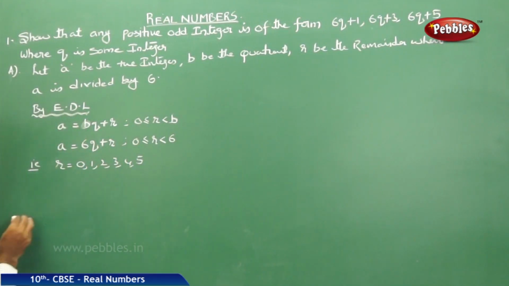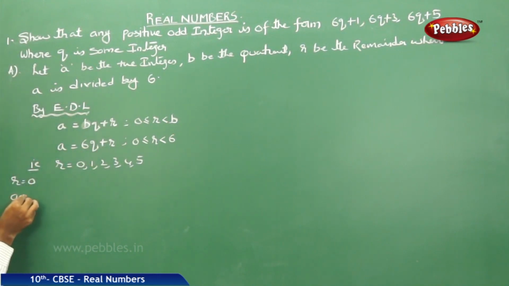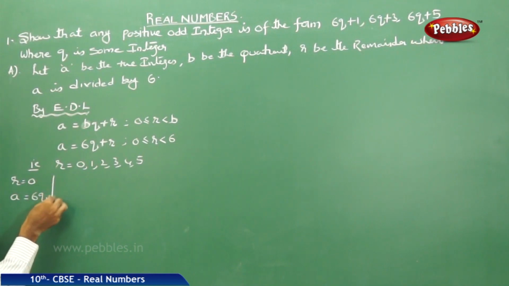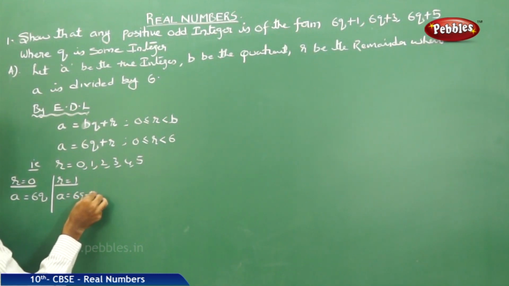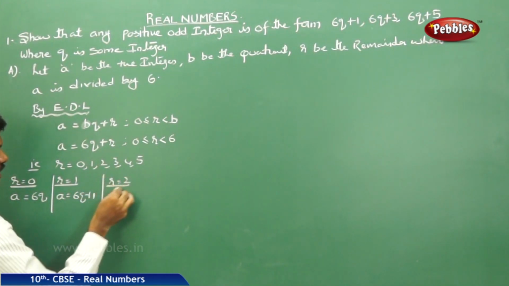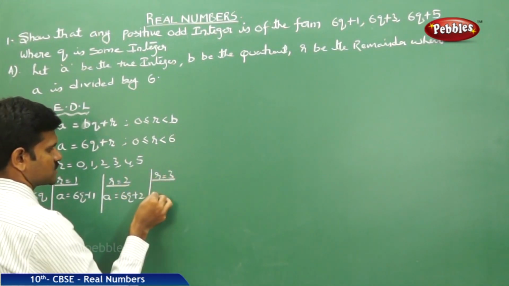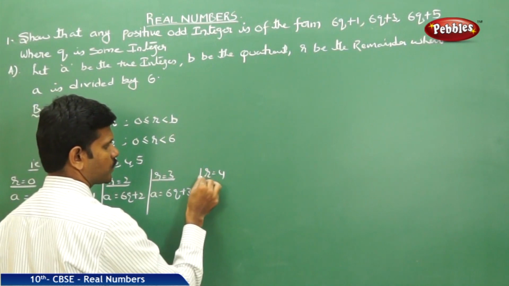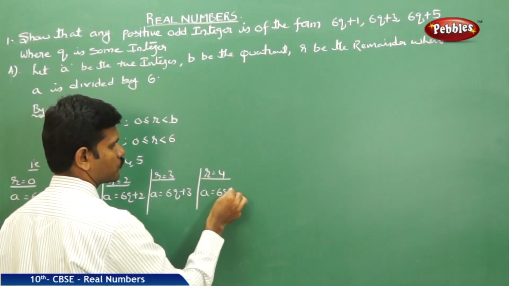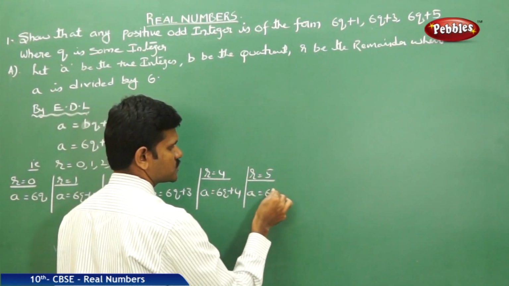Let us consider the cases. If you place R is equal to 0, it will become A is equal to 6q. If R is equal to 1, it becomes A is equal to 6q plus 1. If R is equal to 2, you place A is equal to 6q plus 2. If R is equal to 3, A is equal to 6q plus 3. If R is equal to 4, A is equal to 6q plus 4. If R is equal to 5, A is equal to 6q plus 5.